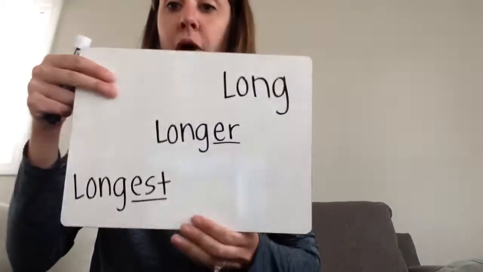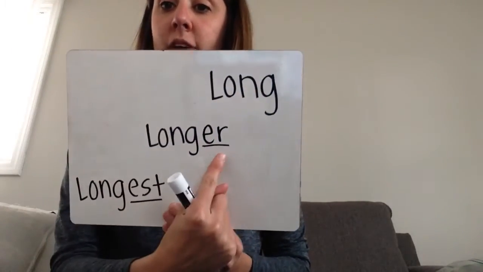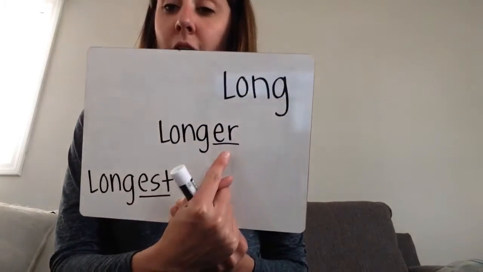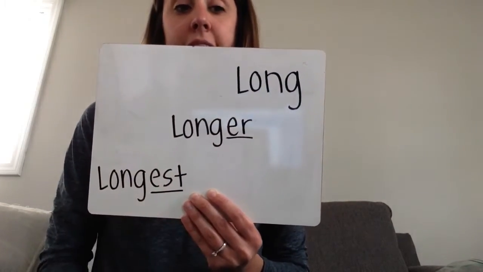Well, today we're going to be talking about long specifically and how we can compare up to 3 objects using long, longer, and the last word is longest. So you notice that they all have the word long in them, but here I have the letters ER, and here I have the letters EST. That's when I'm comparing things.